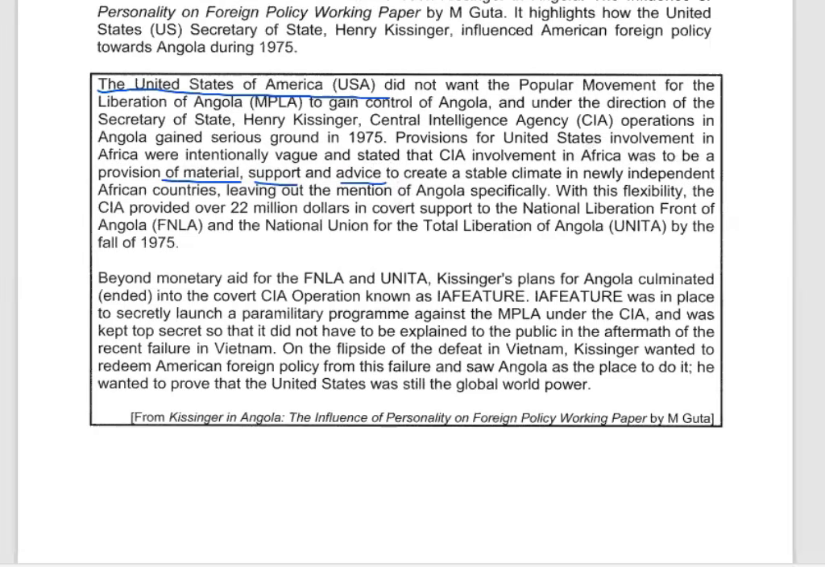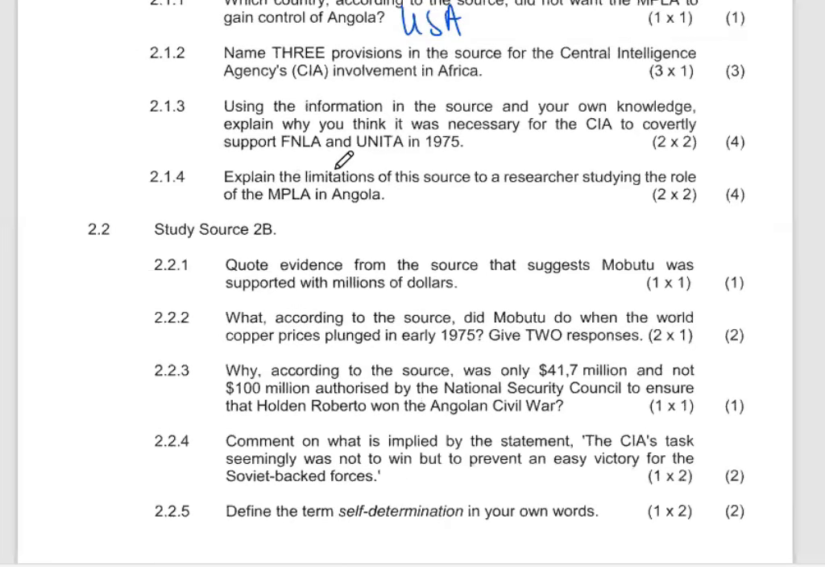Then moving on to the next question. Using the information in the source and your own knowledge, explain why you think it was necessary for the CIA to covertly support UNITA and the FNLA in 1975. This word here, covertly, is a key word in our question. Right. What does that imply if you are saying America was assisting the FNLA and UNITA covertly?